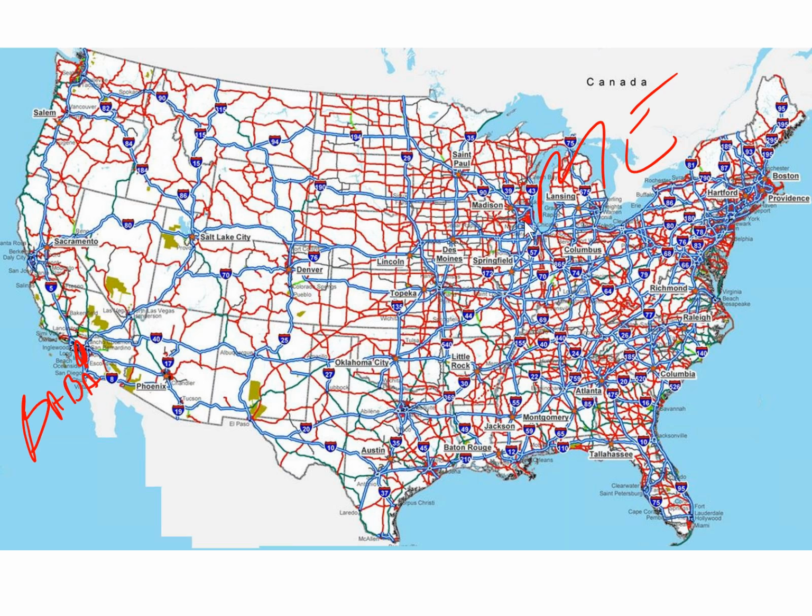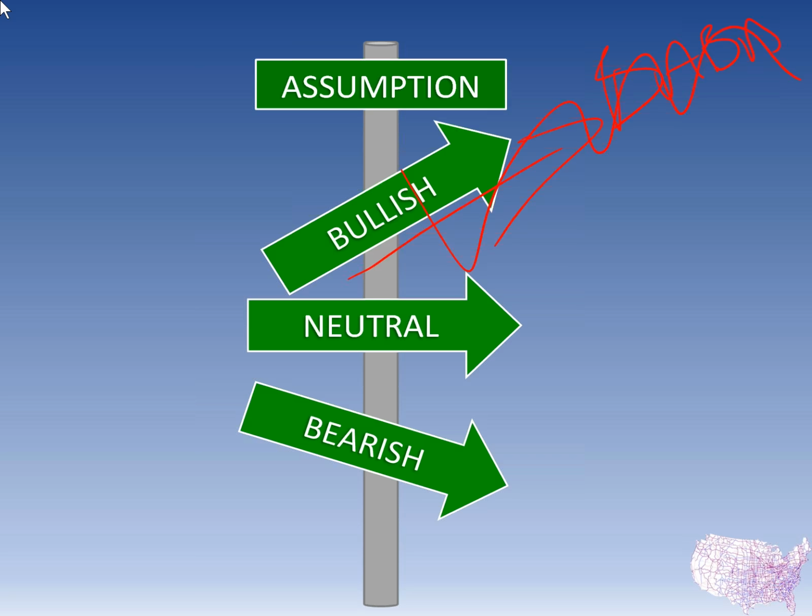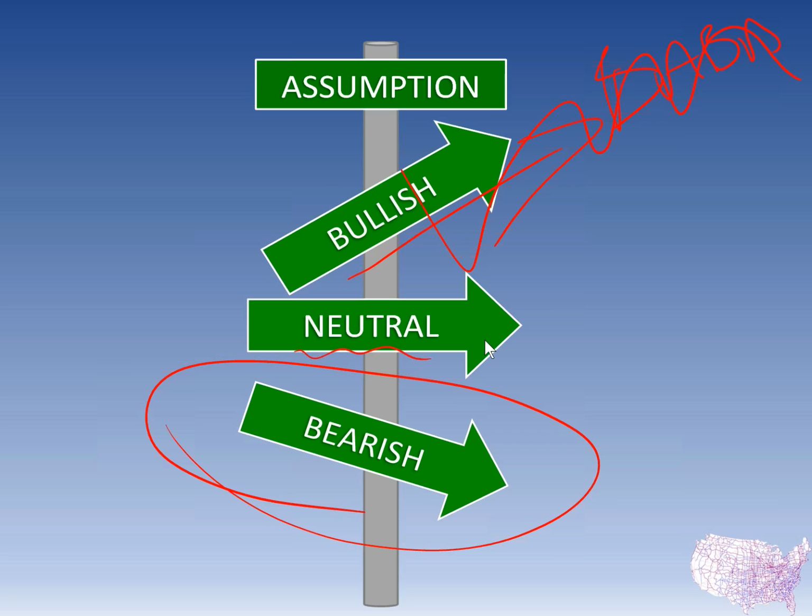So we are heading south somehow, all right? So we do not have a bullish assumption. We have a bearish assumption, right? We believe it's bearish, all right? Maybe even slightly neutral. We just don't think it's going to continue to move higher.